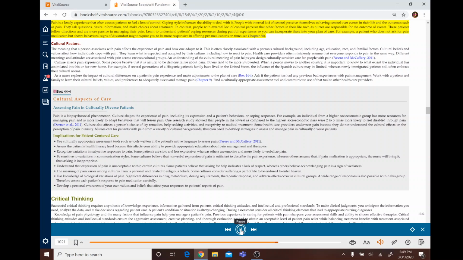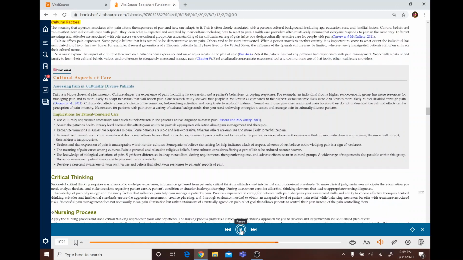Learn to understand patients' coping resources during painful experiences so you can incorporate these into your plan of care. For example, a patient who does not ask for pain medication but shows behavioral signs of discomfort might require you to be more responsive in offering PRN medications on time. See Chapter 38.